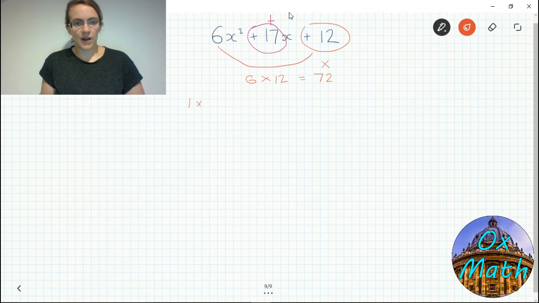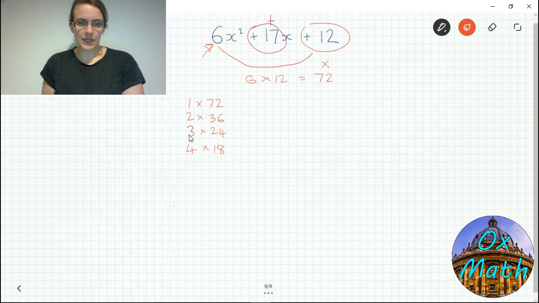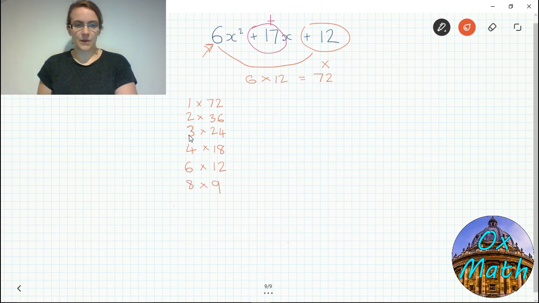So again, you can write out all your factor pairs until you find one that adds to give you 17. 3 times 24 is 72, 4 times 18, 5 doesn't go in, 6 times 12, and 8 times 9 because 7 doesn't go in. But the 8 and the 9 add up to give us our 17, so we know that these are the two numbers that we are looking for.